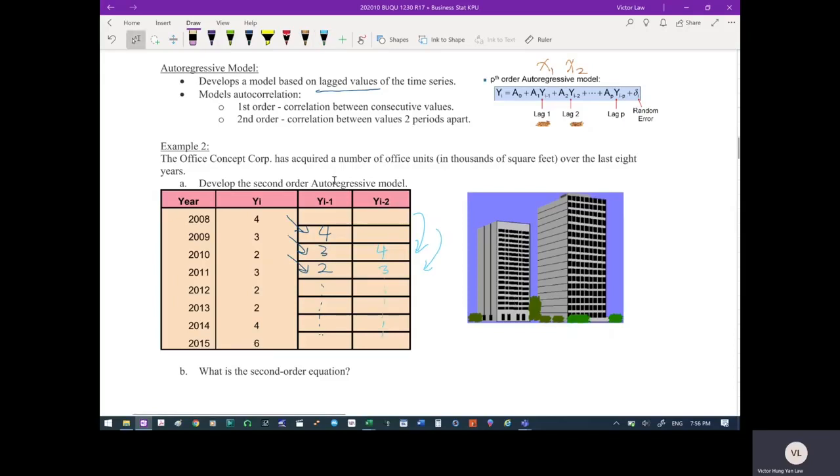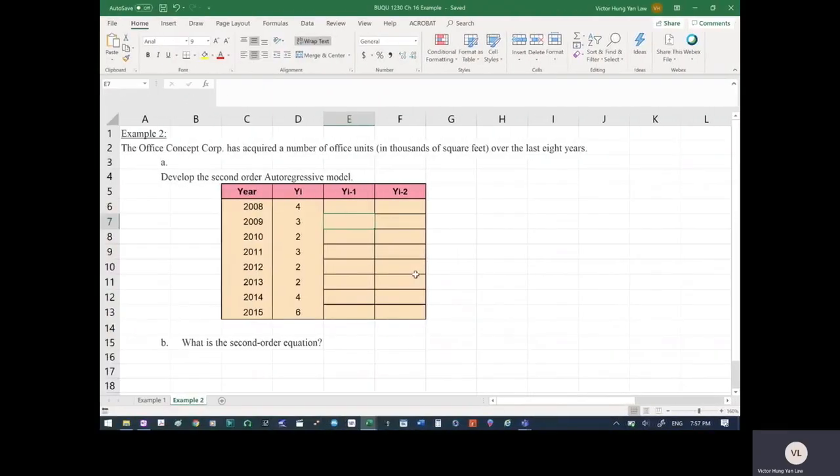Once we understand this concept, we're going to do part B. What is the second order equation? We're going to run the regression with this data, and after we run the regression, we can get the second order equation. I'll show you how to create this in Excel right now.